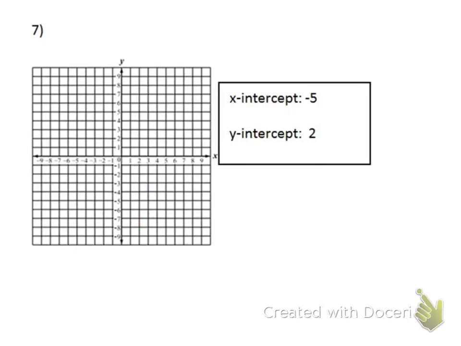All right, number 7. How do I graph an x-intercept of negative 5? Go left 5, put a point. How do I graph a y-intercept of 2? Go up 2. Once you have both of those points, connect it with something very, very straight and put your arrows on the ends. Raise your hand if you have any questions.